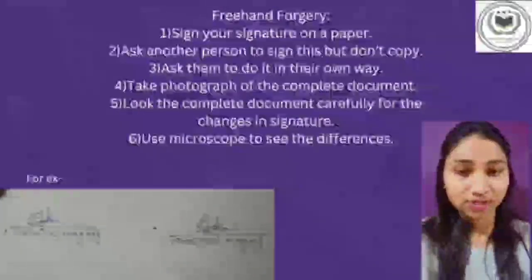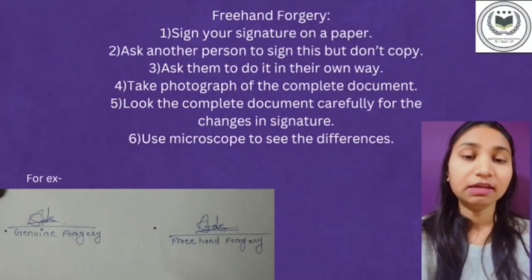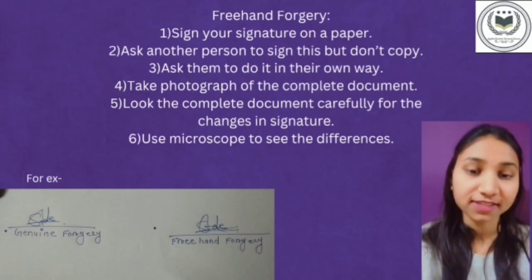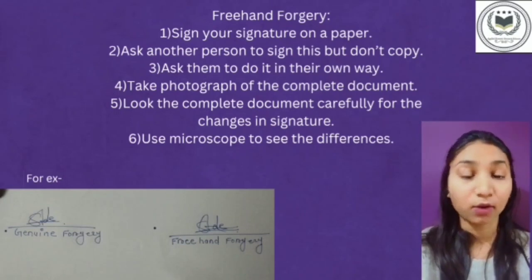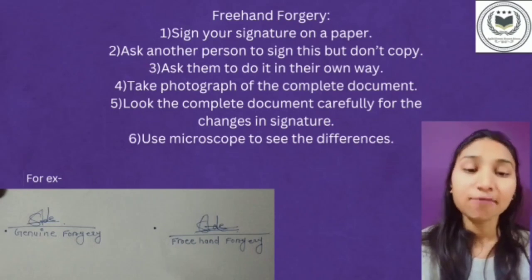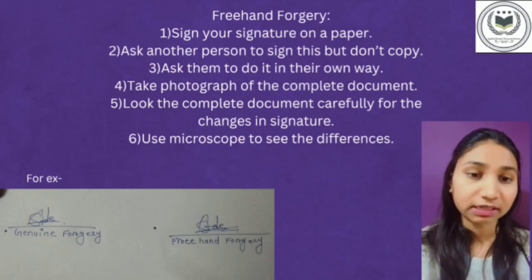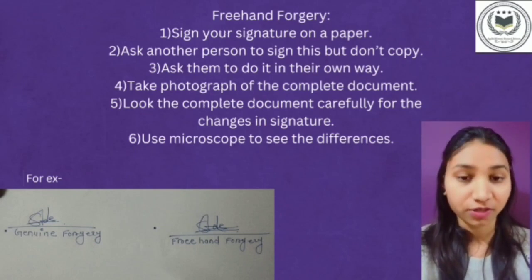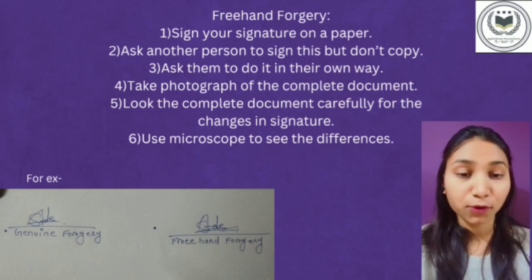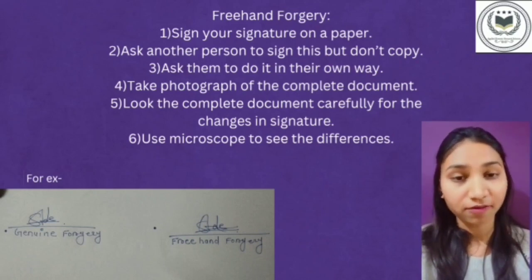Freehand forgery procedure. First, sign your signature on paper. Second, ask another person to sign this but don't copy. Ask them to do it in their own way. Third, take a photograph of the complete document. Then fourth, look at the complete document carefully for the changes in signature. Fifth, use the microscope to see the differences. And here is the example of the freehand forgery.